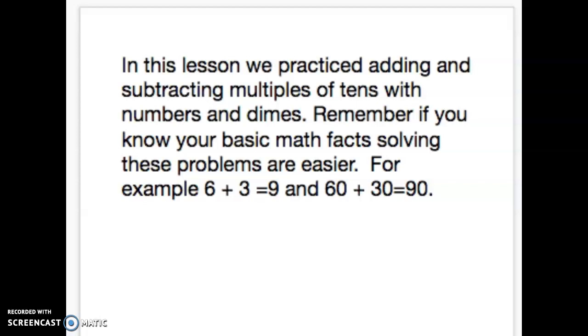Remember, if you know your basic math facts, solving these problems is going to be much easier. For example, I know that 6 plus 3 equals 9. Then I can know that 60 plus 30 equals 90. Good work today. Keep it up.